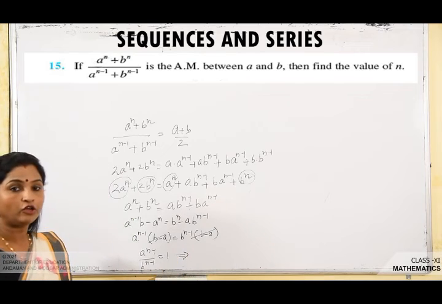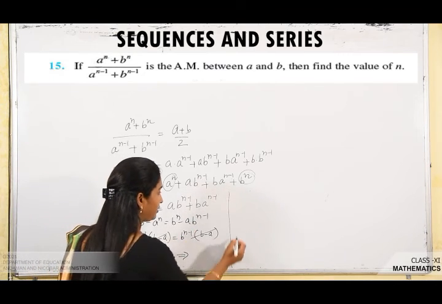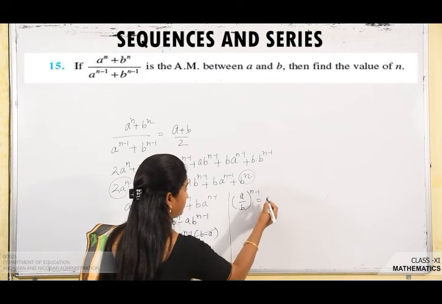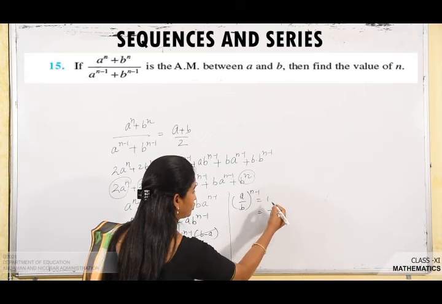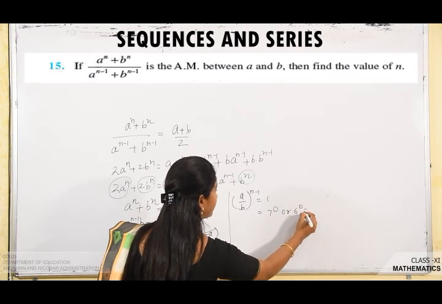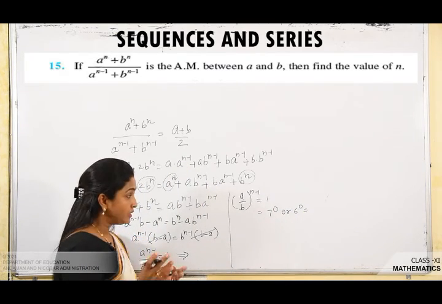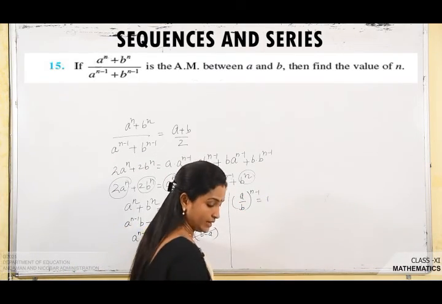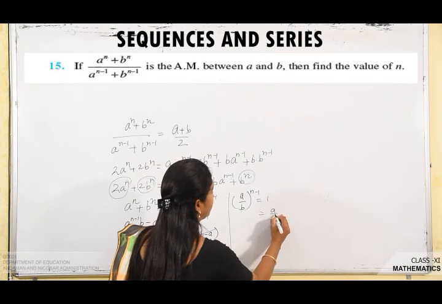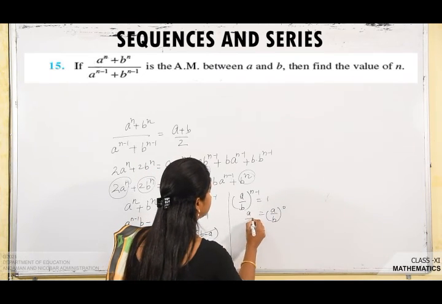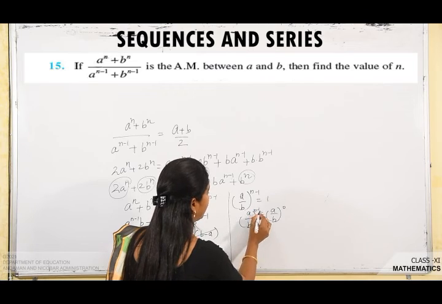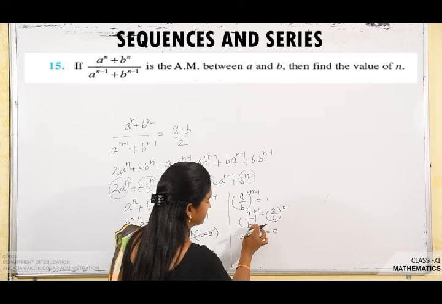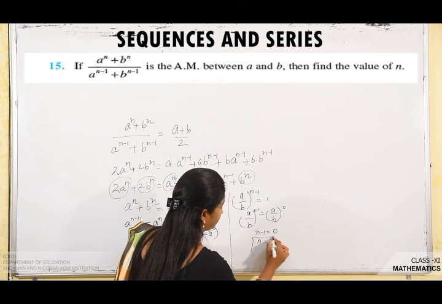Now how to find the value of N here? See, (A by B) raised to N minus 1 is 1. This 1 I can write as 7 to the power 0 or 6 to the power 0, anything to the power 0. Since we need A by B here, I am writing 1 as (A by B) to the power 0, so that the base will be the same and you can find the value of N: N minus 1 is equal to 0, since the base is the same here. So, N is 1 here.